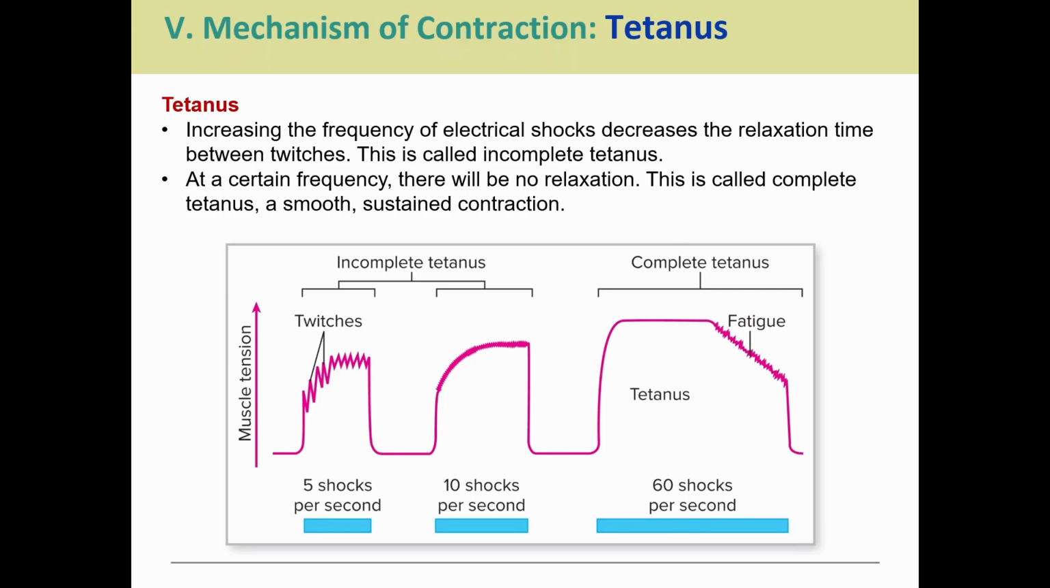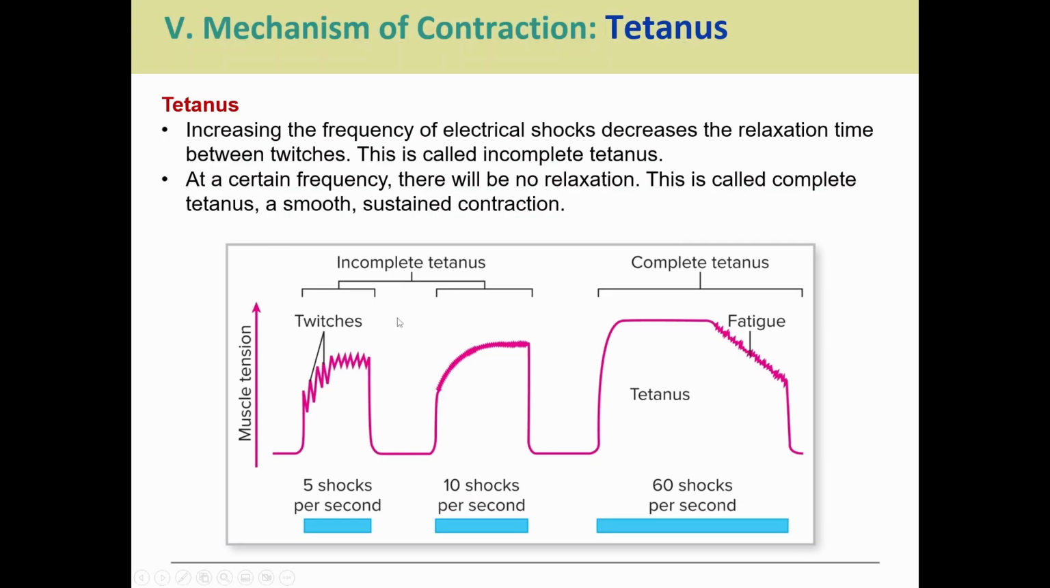And tetanus, we briefly talked about tetanus. Again, we're increasing the frequency of the electrical shocks, right? Which means we decrease the relaxation time between twitches, right? So we see here's the individual twitches. This is 5 shocks per second, right? We can see the peaks and valleys there, so that's why it's called incomplete, because you can clearly determine where one twitch stops and another starts, basically, like where the peaks are.